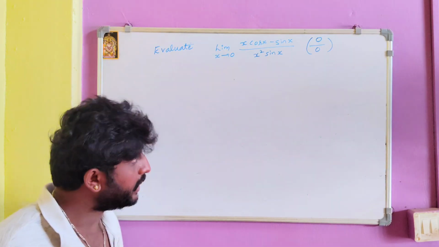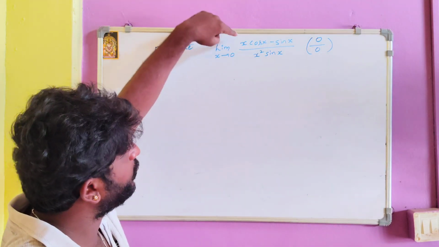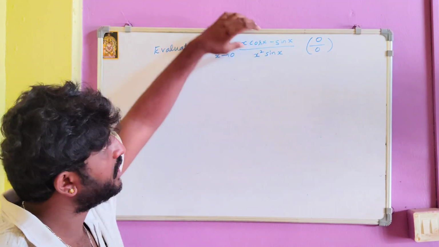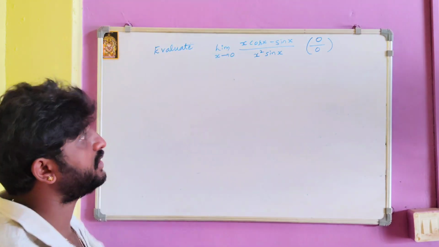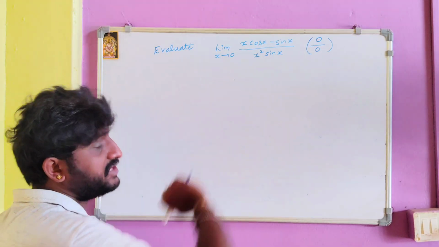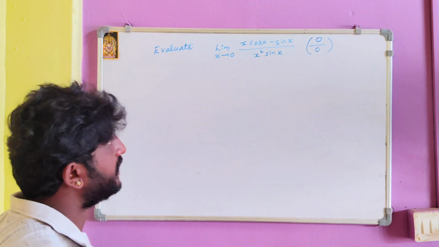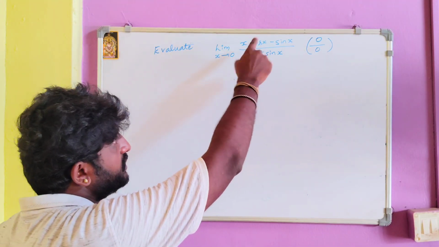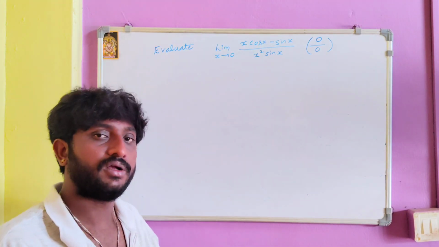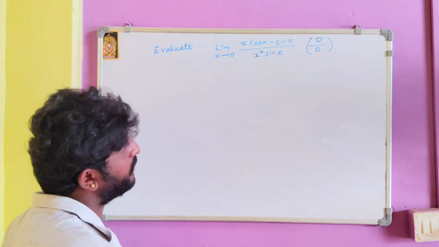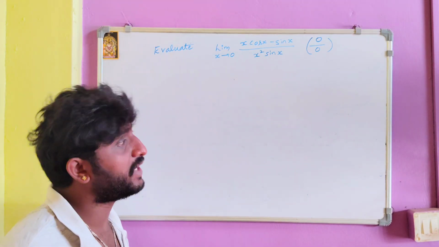First, if you observe here, the numerator function has x and cos x. Differentiate the numerator function separately and differentiate the denominator function separately. To differentiate the numerator, x cos x, you can apply the product rule. In the denominator also we can apply the product rule, x square sin x.